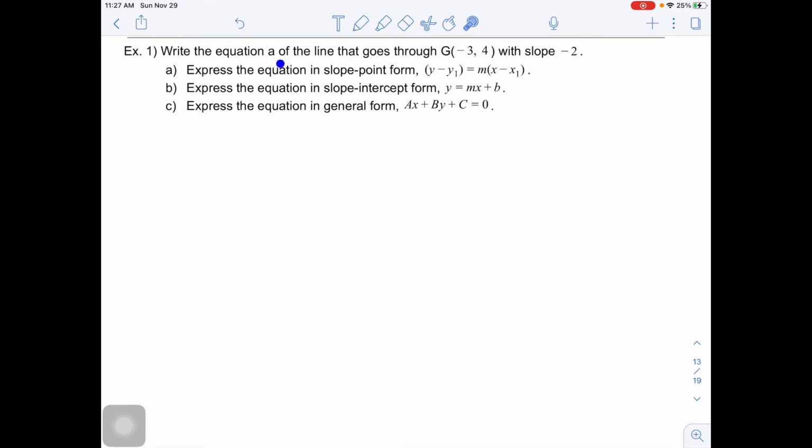So let's just see how we can determine this equation now. Write the equation of the line that goes through G(-3, 4) with the slope -2. So always list out what you have. For one, I have my slope, which is -2, and I have a single point on my graph, which is G, and that's (-3, 4). Here, I've been given a single point and my slope, so it's easiest to use, at the beginning, my slope-point form.